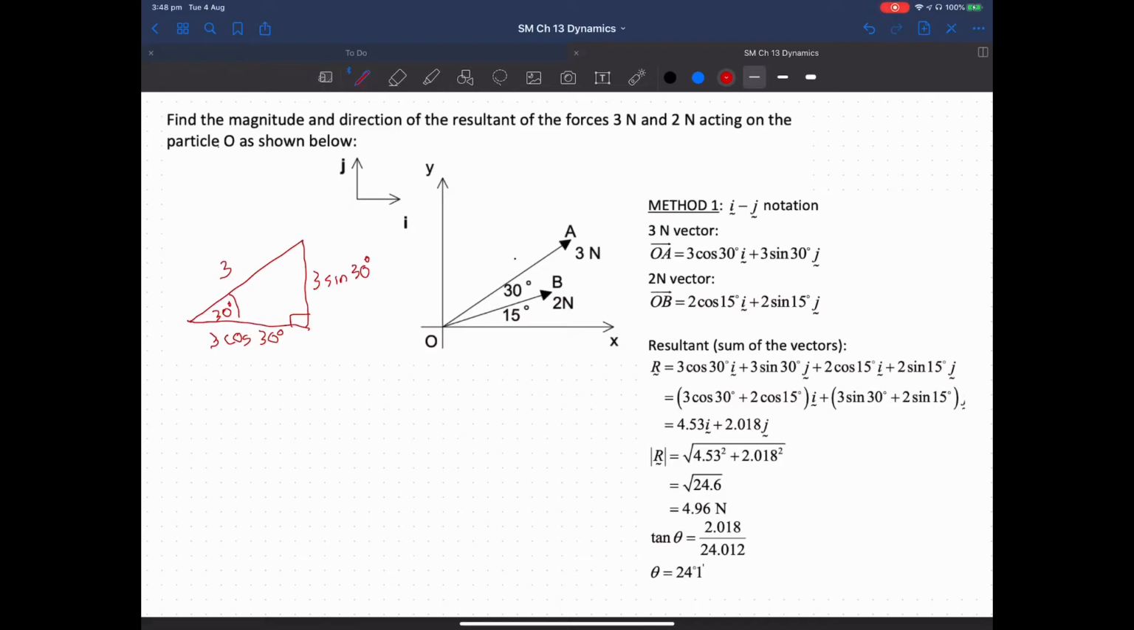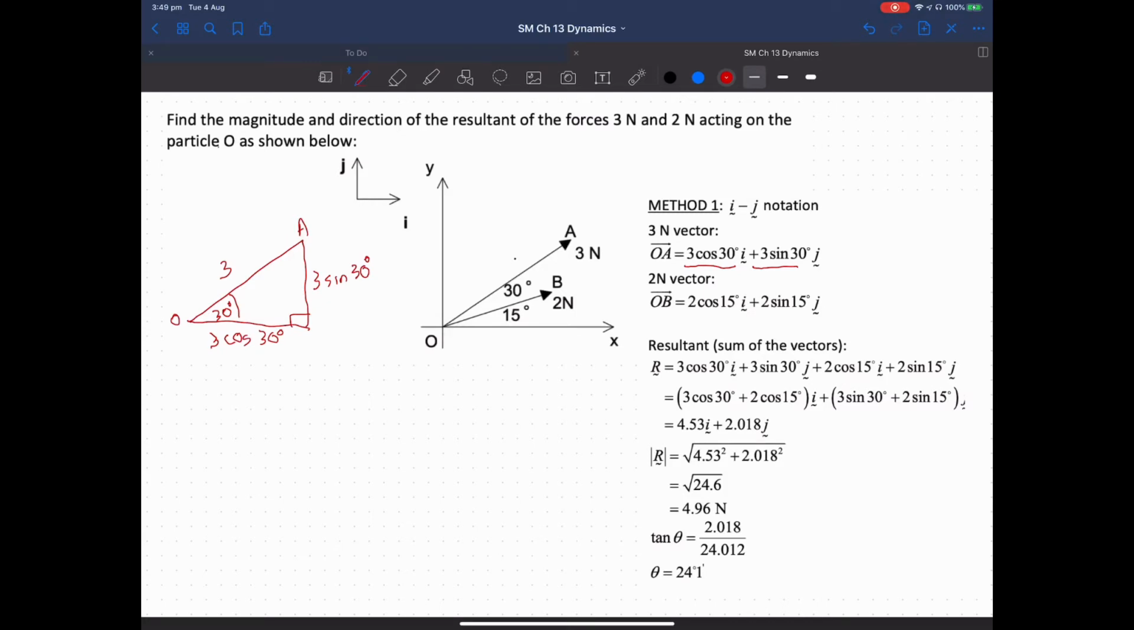So we know that the length of that side would be 3 sine 30 degrees. If you have a look over at the heading method 1, underneath it's got the 3 newton vector. You can see side length OA, which I have now marked in on the triangle. That vector has a horizontal component, i.e. in the unit vector I direction of 3 cosine 30, and a vertical component of 3 sine 30 degrees, as shown in the right angled triangle.